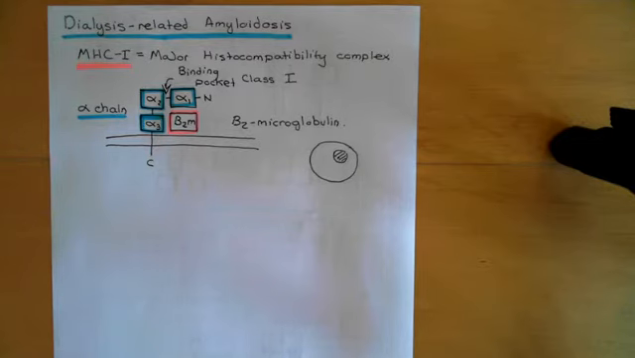Now, what's the point of this? Well, normally, if the cell is perfectly healthy, all it will be doing is displaying little fragments of normal, healthy proteins, and this will not trigger an immune response.